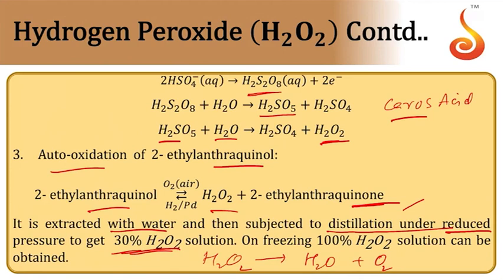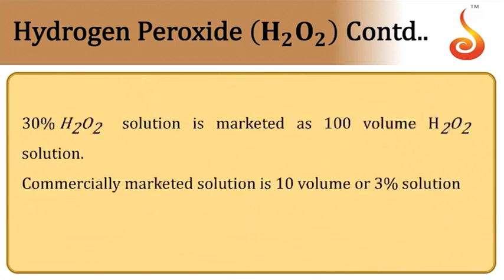Again, on further freezing you finally get 100% H2O2 solution. The obtained H2O2 is very dilute because water is present. There are two steps to get concentrated H2O2. Step 1 is subjecting the H2O2 solution to distillation under reduced pressure, not normal conditions, because under normal conditions we get H2O and oxygen gas. You get 30% H2O2 with that, and on freezing you get 100% H2O2 solution.